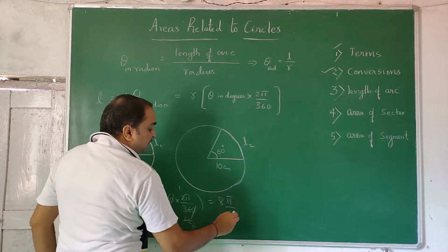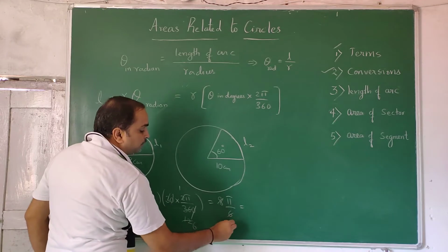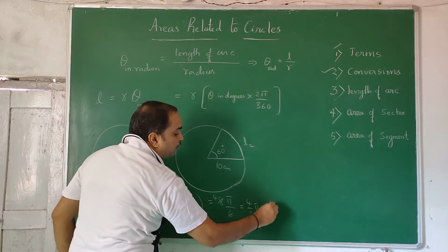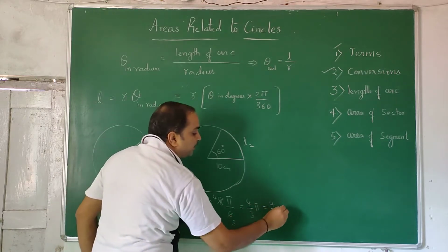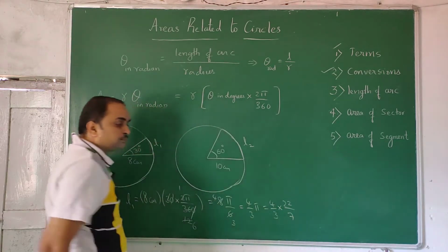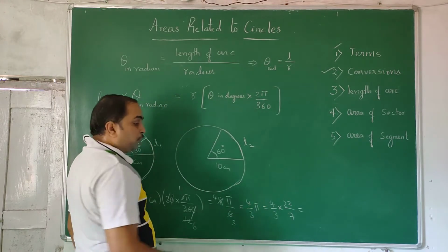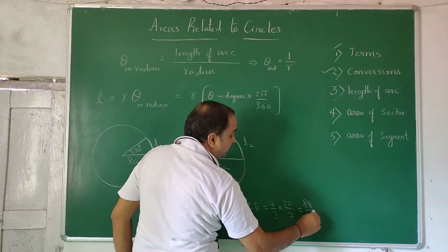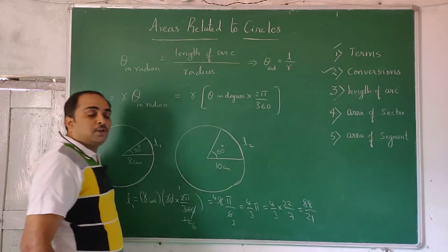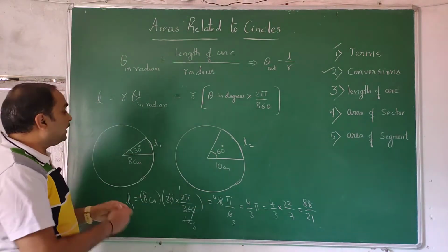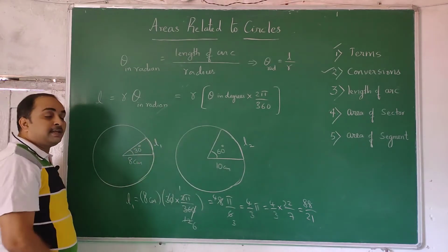Further you can cancel it. 2 3s are 6, 2 4s are 8. 4 by 3 pi. Pi is 22 by 7, or you can write it as 3.14. 22 into 4 is 88, 7 3s are 21. So that value, whatever you get, you cancel it and get the answer. That will be the length of this arc, if the radius is 8 centimeters.